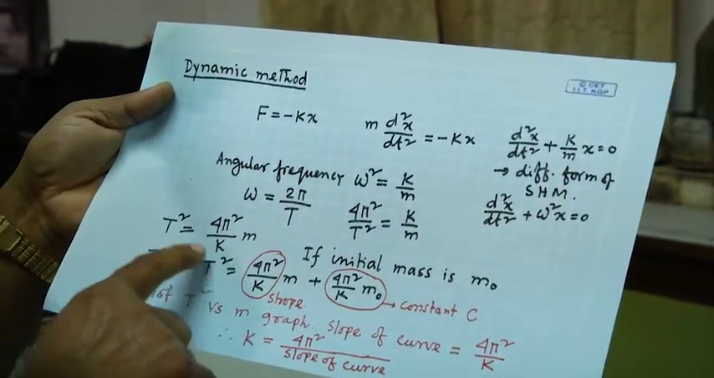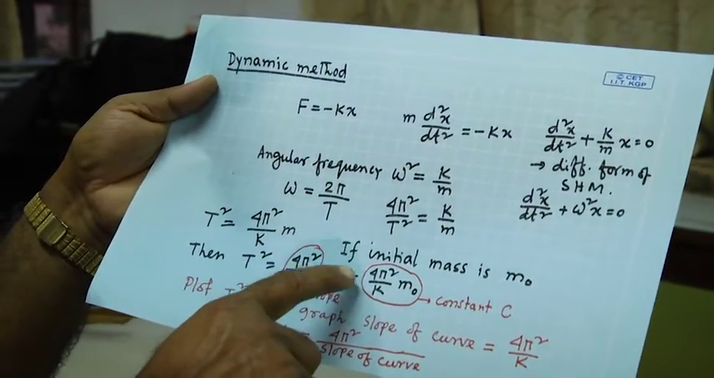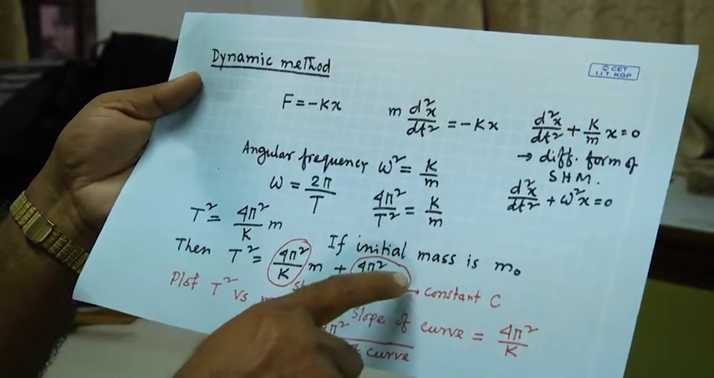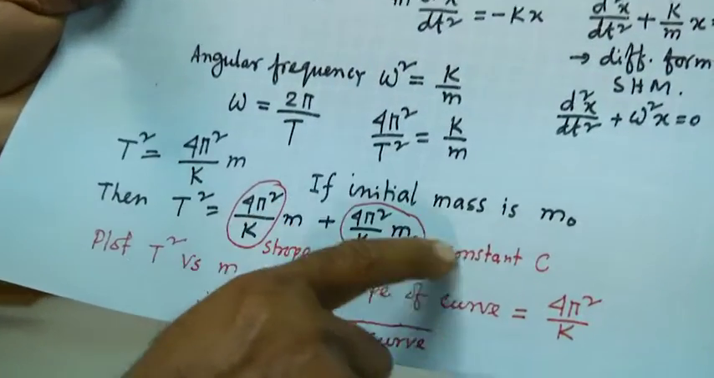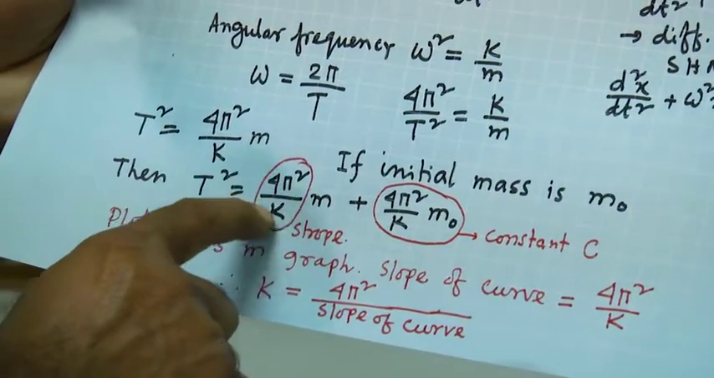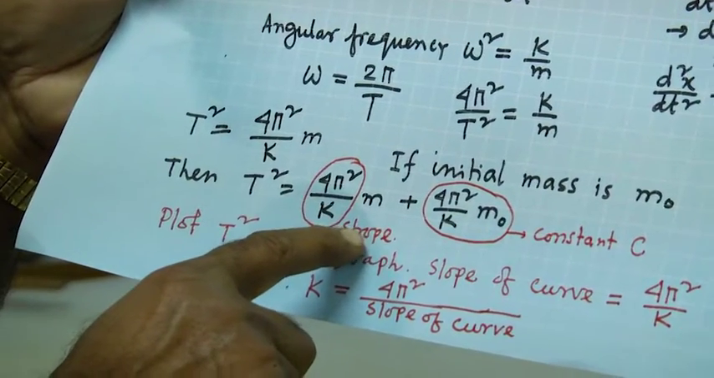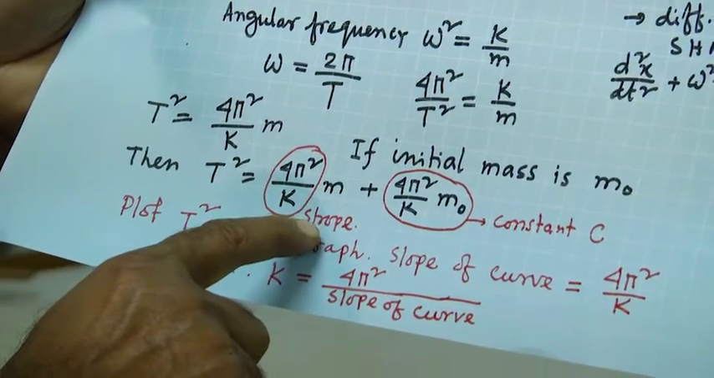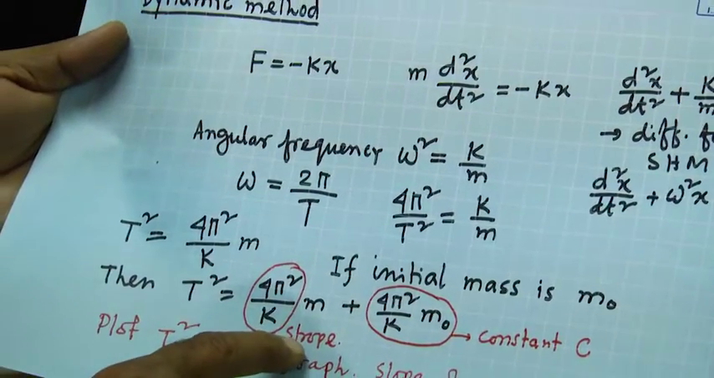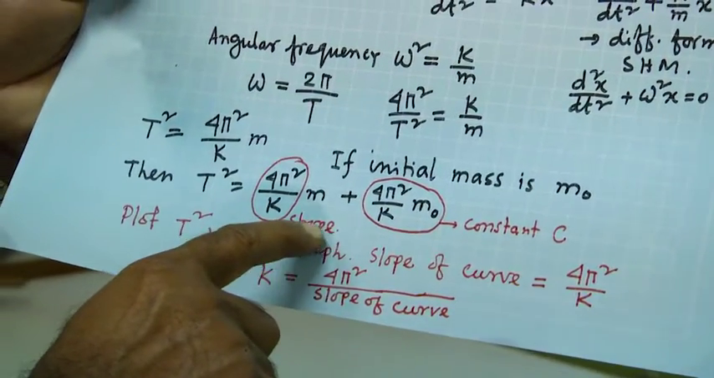then T square equal to 4 pi square by k into m plus 4 pi square by k into m 0. Okay. So, this is the constant term, as if it is c, and this is also constant, and this will be the slope, right. This will be the slope. So, it will be slope.